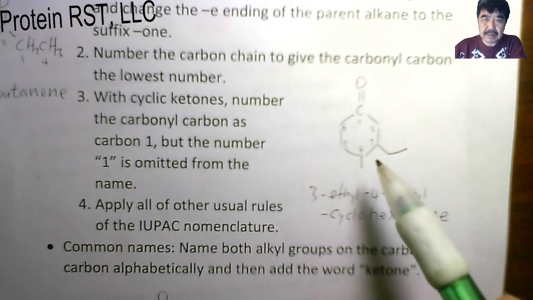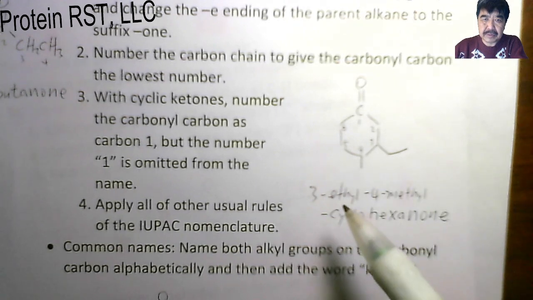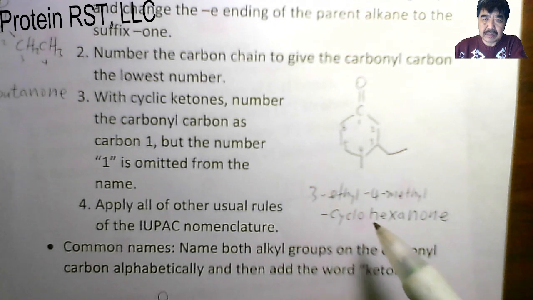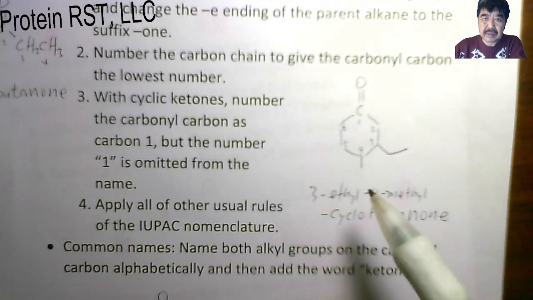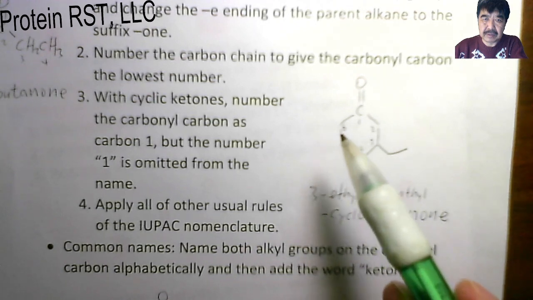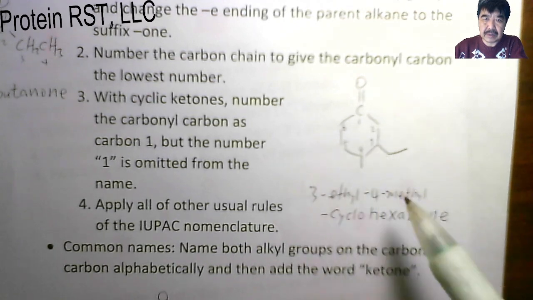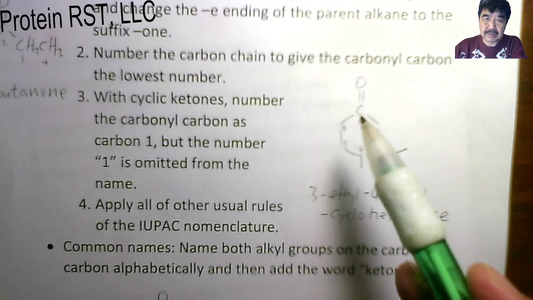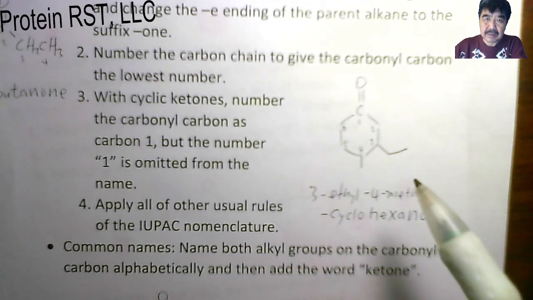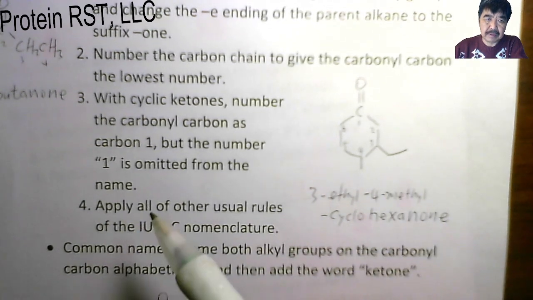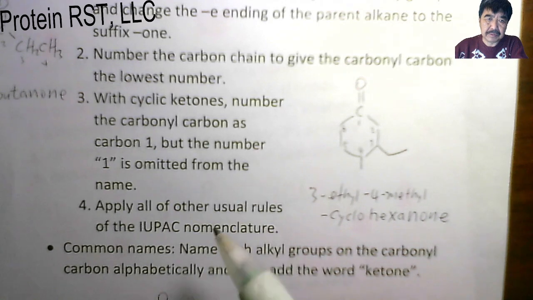Take a look at this example. This is 3-acyl-4-methylcyclohexanone. Hexanone means it's a ketone, and cyclo means it's a cyclic ketone. Put the carbonyl carbon as C1, and apply all other usual rules of the IUPAC nomenclature.